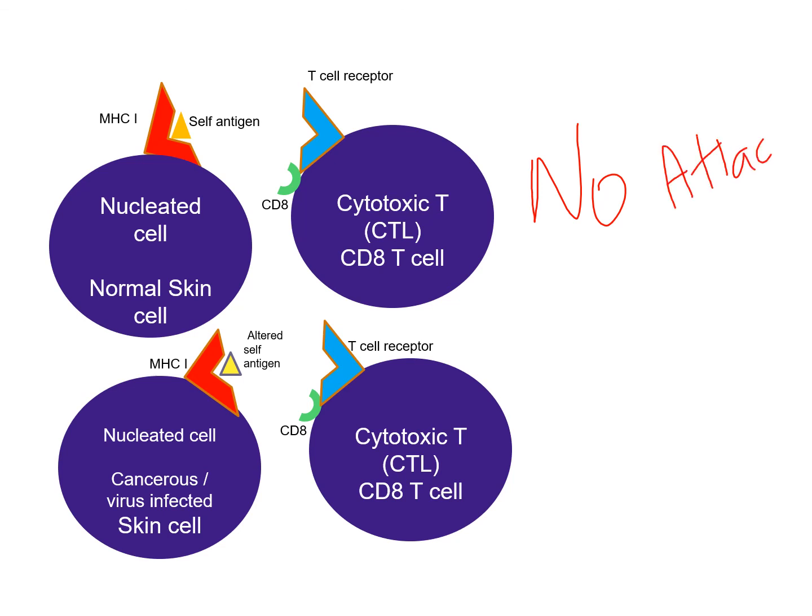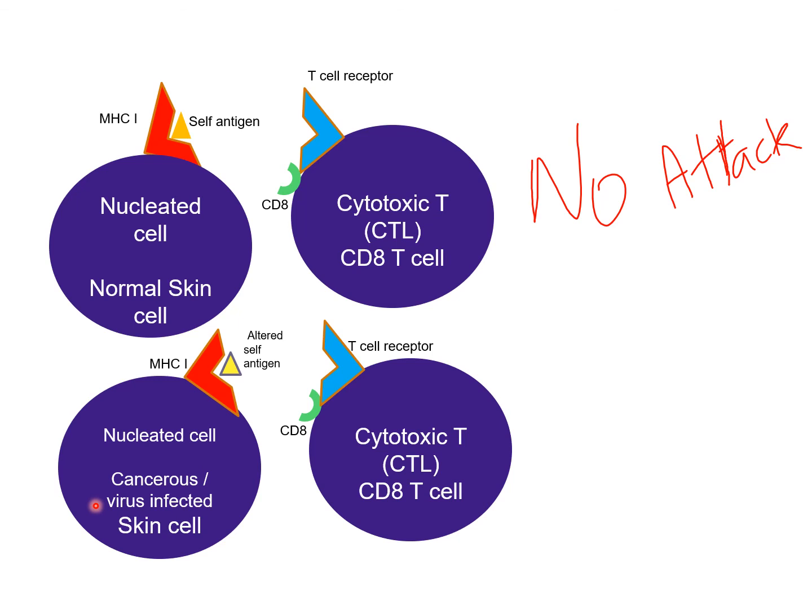Now, if we take a look at the second scenario, so let's say that again you have a cytotoxic T cell represented right here on its surface. You have the T cell receptor. Also on its surface, you have the CD8 protein receptor right there. And let's say that this is, again, your skin cell, but now there is something different about that skin cell. Let's say that it's either cancerous or let's say that it's virally infected.